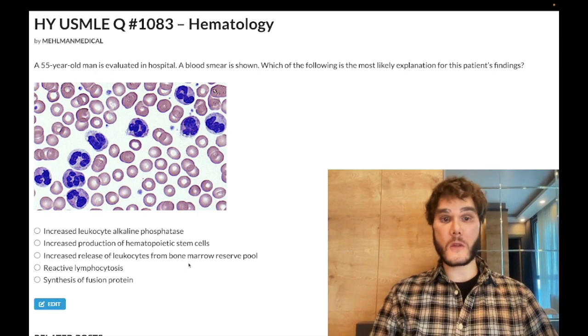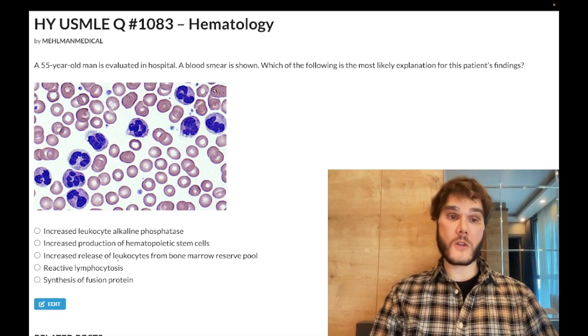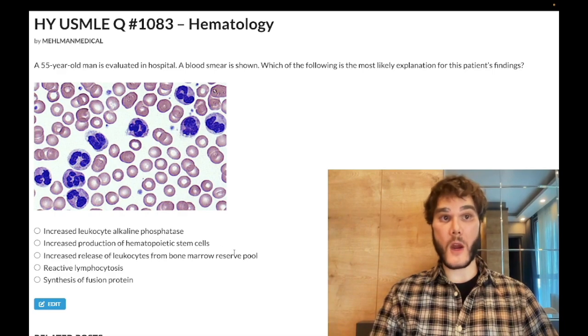Choice C, increased release of leukocytes in bone marrow reserve pool. Correct answer. Very buzzy for leukemoid reaction. Shows up on the NBME exams. I see people sometimes mention this in the Telegram group as if it's a big deal, and I'm like, look at my hematology PDF. I've written it right there. So we could have written the answer as just reactive granulocytosis. I've done that on my YouTube. 1,083 questions. I've made probably 3 questions where I have reactive granulocytosis as the answer. It's what we're looking at here.